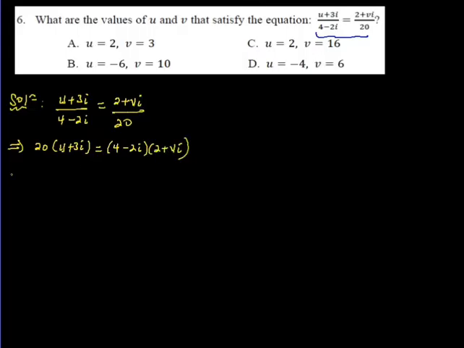Now let us directly multiply everything. Here 20 times u is 20u plus 60i is equal to 4 times 2 is 8 plus 4 times v is 4vi.